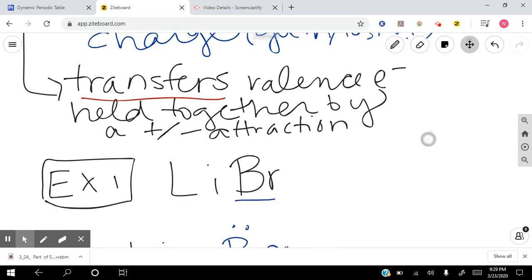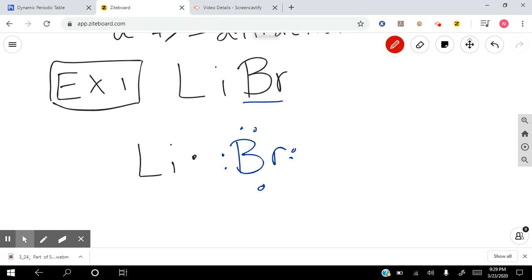So what happens is lithium can become stable in 2 different ways. We talked about how lithium could gain 7 or it could lose 1. Gaining 7 is really difficult, impossible for lithium to do. So lithium is going to give 1 to bromine. Bromine has 7. 8 is the magic number of valence electrons, so it's 1 over. We draw the yield arrow.